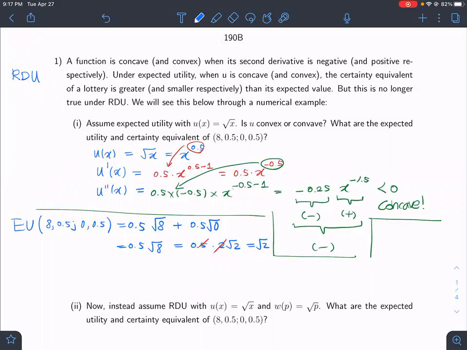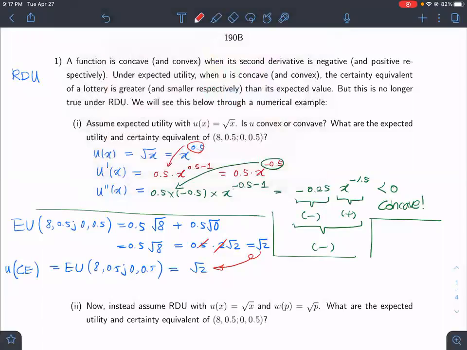Now, what is certainty equivalent? Let me denote certainty equivalent as CE. So U of CE, the utility of getting a sure value, should equal the expected utility of getting this lottery. That's the definition of certainty equivalent given a lottery. This was square root of 2. This number is coming from the line above.